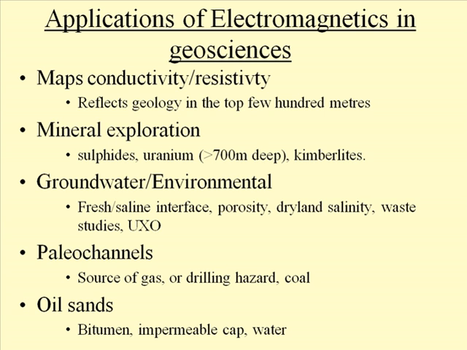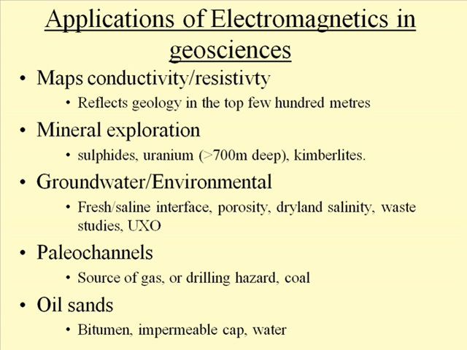Airborne electromagnetics can also be used to help for groundwater and to find places where there's more fresh water, to map the freshwater saline water interface. You can use it to map porosity in some cases. You can use it to identify dry land salinity for waste studies and also to look for unexploded ordnance. You can map paleochannels with airborne electromagnetics.